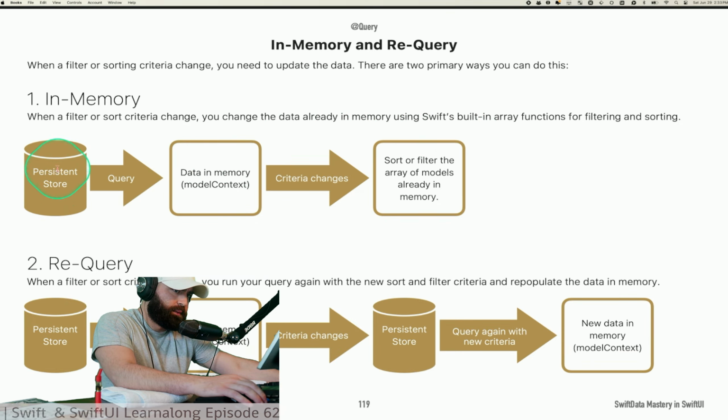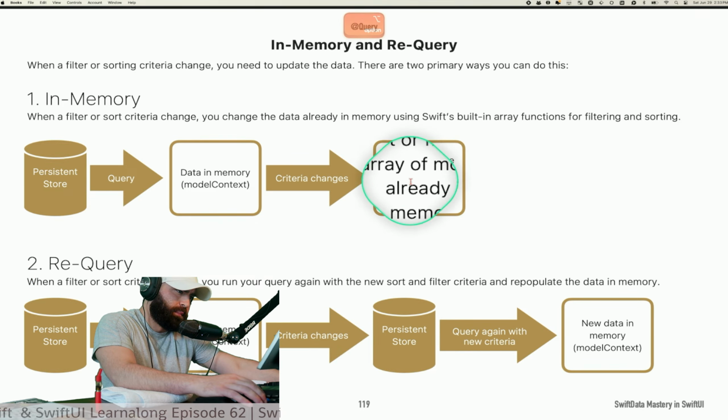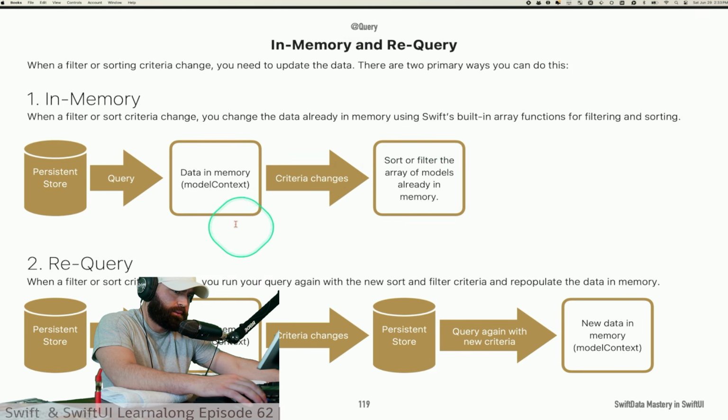So from the persistent store, like a database, it sends the query data into memory, into the model context. And then as the criteria changes, you sort or filter the array of models already in memory, which is what we've mostly seen in terms of what we've covered in the books already.